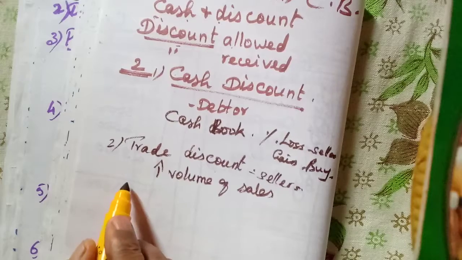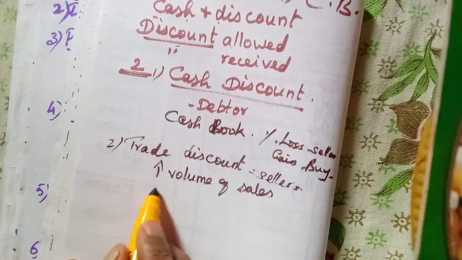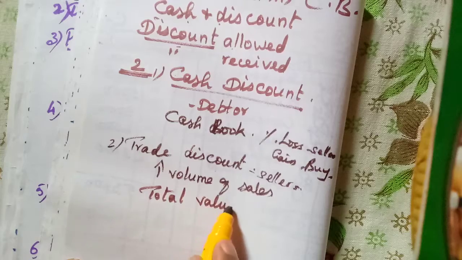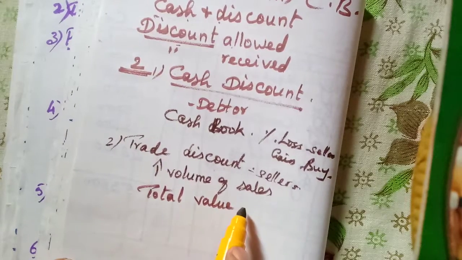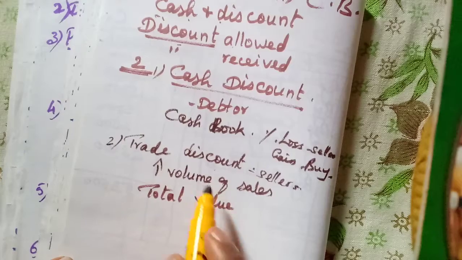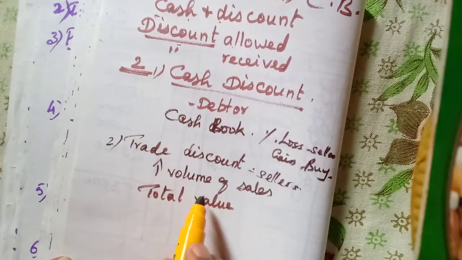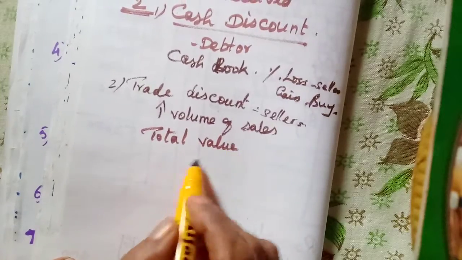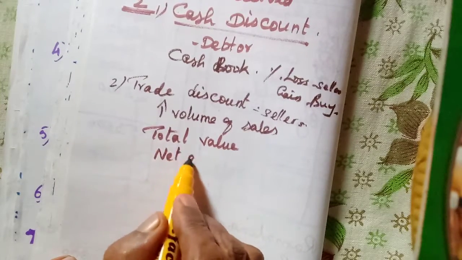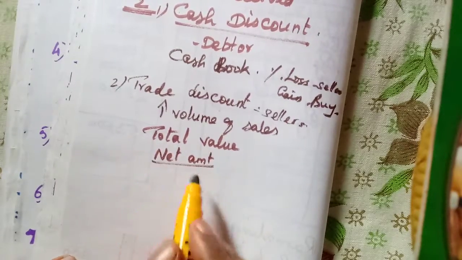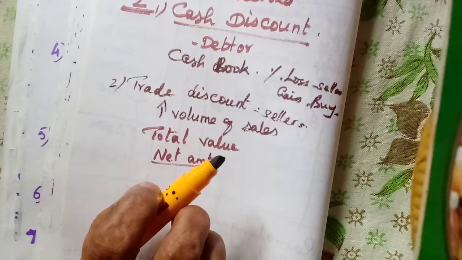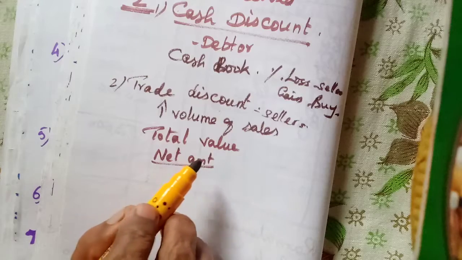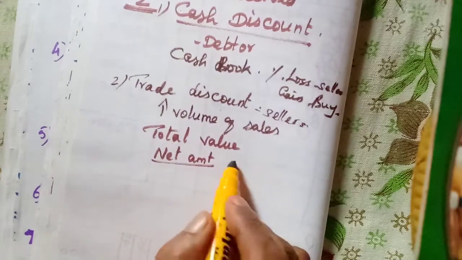It is a reduction from the total value, the gross value of the goods. From the total value of the goods, a certain percentage is deducted, and the net amount only will be payable by the buyer. So this discount will not appear in the books of accounts, but only it will be available in the invoice.